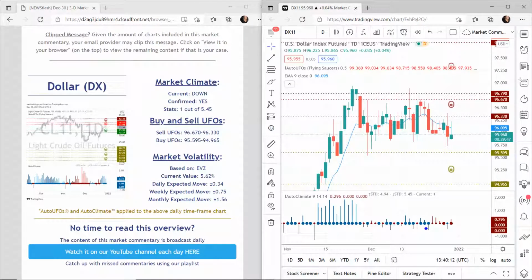Okay, so with the US dollar, we have probability down, thick red dot, probability to the downside. Now we have sellers here at 96.67 to 96.33. They have worked to push price down and then again push price down. That's why we want to know where they are, because if we have an idea of where the sellers are and we know where price is more likely to turn from, that gives us an idea of where we should be selling to. Now we have buyers here between 95.595 to 94.695.